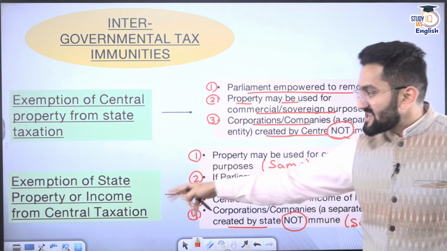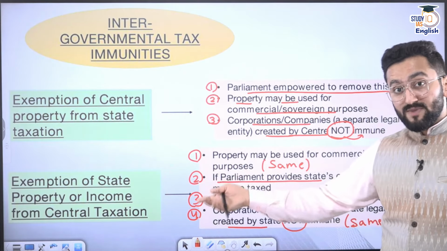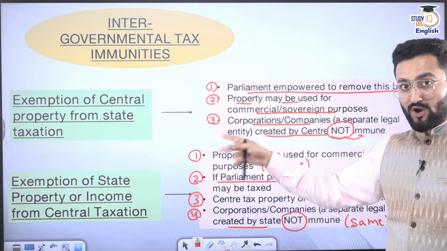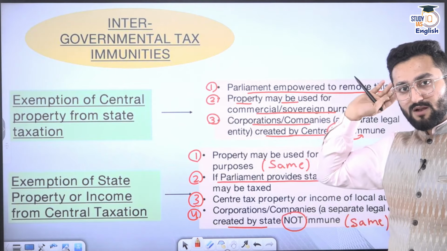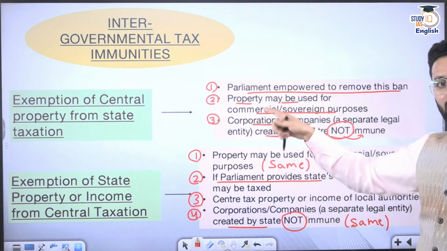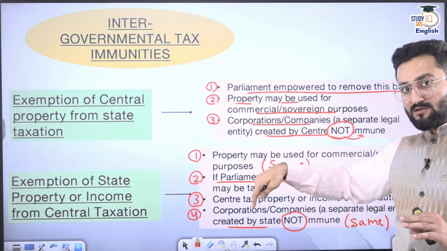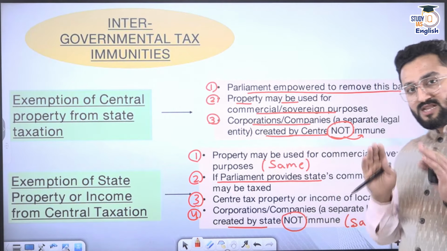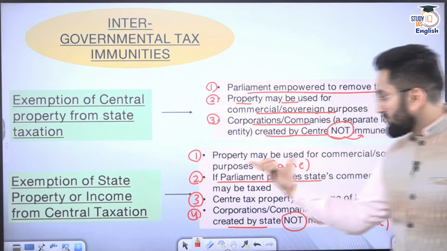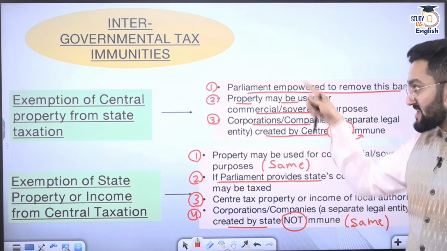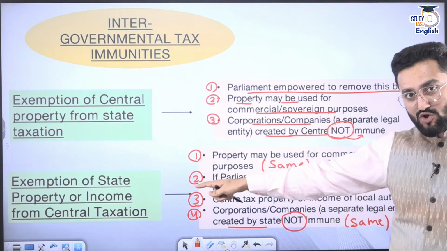Now, when it comes to exemption of state from center, please remember there are 3 points. First, ban can be removed by Parliament themselves. Second is commercial sovereign, whichever way they use it, no taxation by state, okay? Corporation companies, tax can be imposed, no immunity. Here, property may be used for commercial sovereign purpose, same. State is also having this immunity.